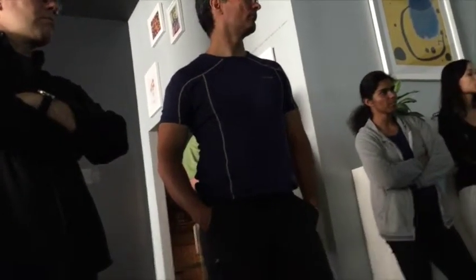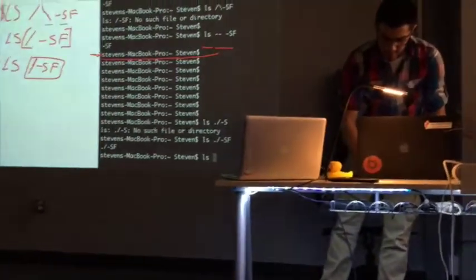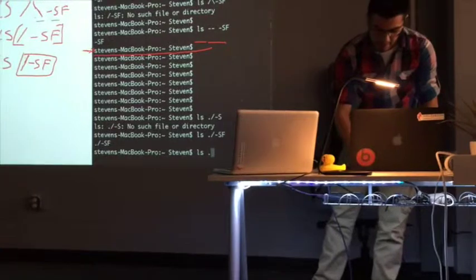The dot tells you to start where you are, yes. And the forward slash is telling ls that this is a directory with the name dash SF. What would happen if you were to do ls dot dash SF? Okay. ls dash? Dot, no. Oh, dot. Dash SF.